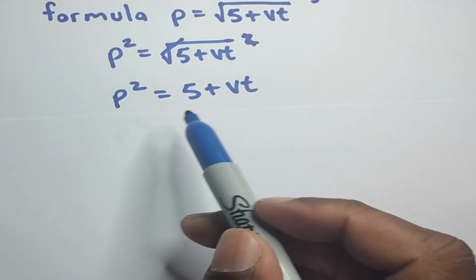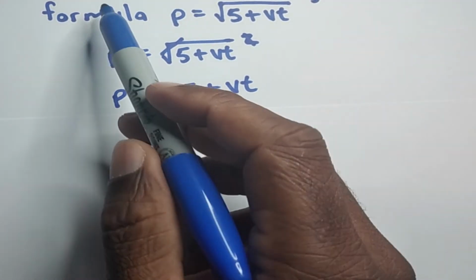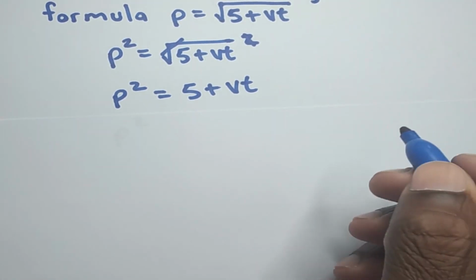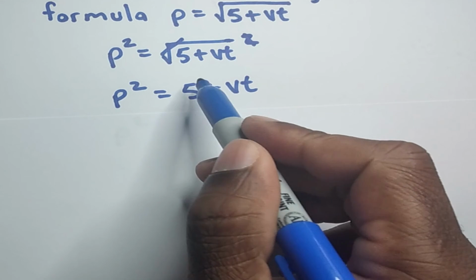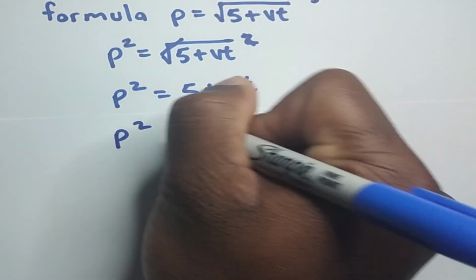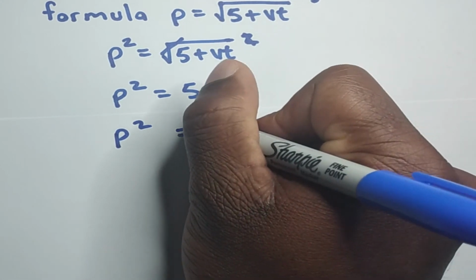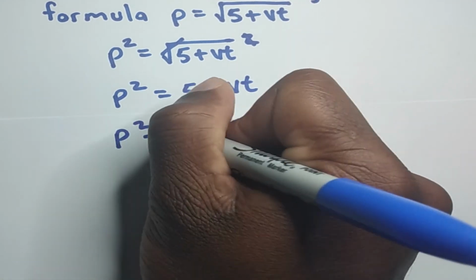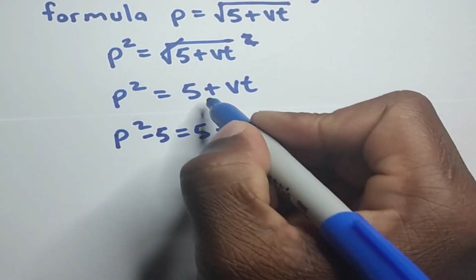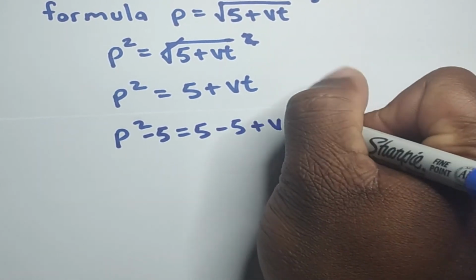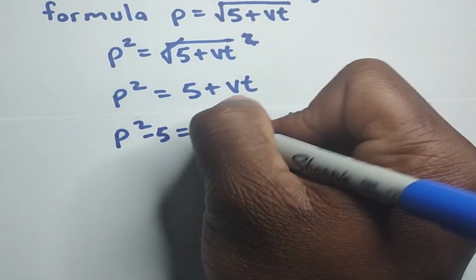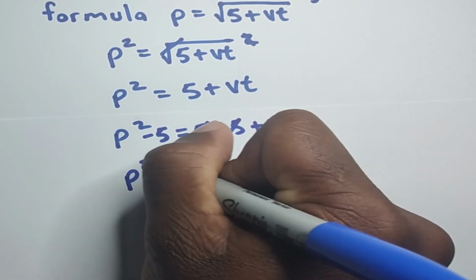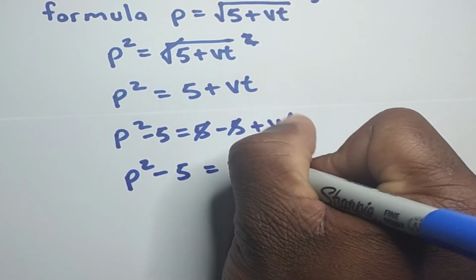So the next thing that we want to get rid of is this 5 right here, because remember they asked us to make v the subject of the formula. Alright, so we want to get v on one side of the equal sign by itself. So we want to get rid of this 5 next. So to do so, being that here we have a positive 5, we need to do the opposite of that, which is to minus 5. If we minus 5 on this side, we also are required to minus 5 over here as well. And remember, we had a plus vt over here. Alright, so 5 minus 5, these things pretty much cancel out each other. And I'm left with p squared minus 5 is equal to vt.